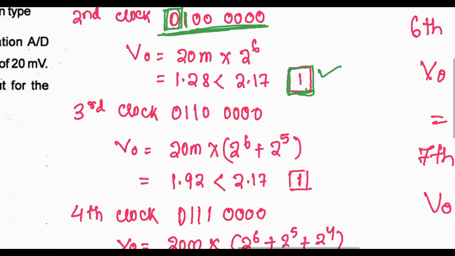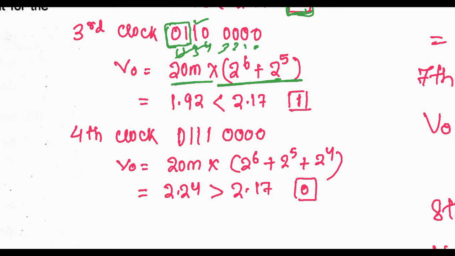So in the next part, these two bits are retained, and we consider the next bit as 1 and check the same way. What is the process? 20 millivolt, the resolution, times the decimal value. What is the decimal value? Here is 1 and here is 1, so the decimal value is 2 to the power 6 plus 2 to the power 5. And what we get is 1.92, which is smaller than 2.17, the analog input. So again, this 1 will be retained.